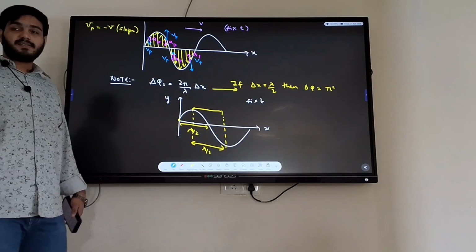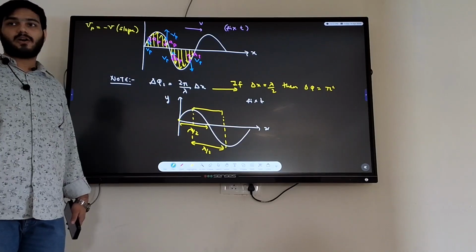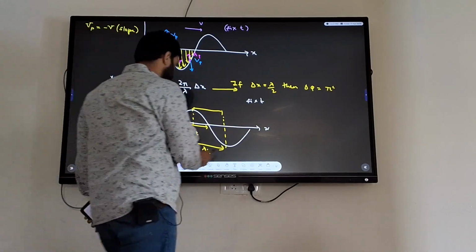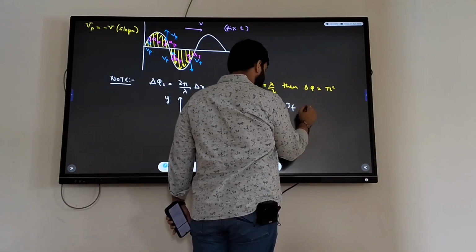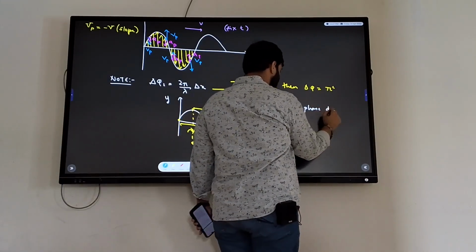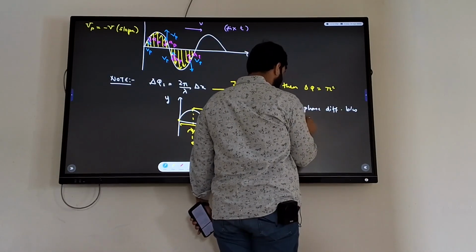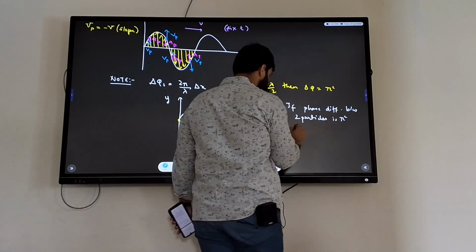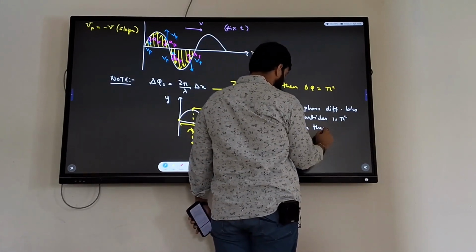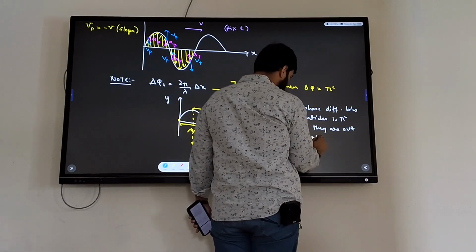When two particles have a phase difference of pi radians, they are said to be out of phase. If the phase difference between two particles is pi radians, then they are out of phase by pi radians.